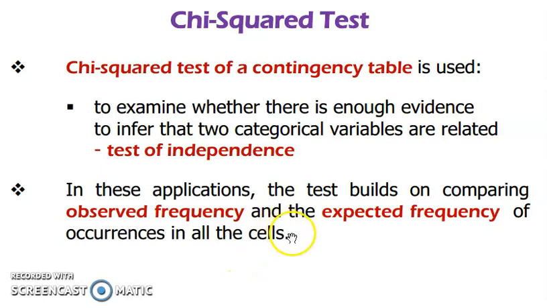So basically in the chi-square test, we need to construct the contingency table. And in this contingency table, we will have the observed frequency and also the expected frequency, and we will calculate using all these frequencies in order to come up with a test statistic, and then compare with the critical value and then decide whether there is any relationship between the two categorical variables.